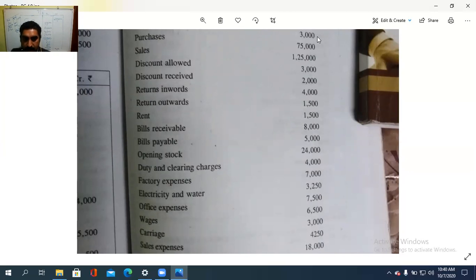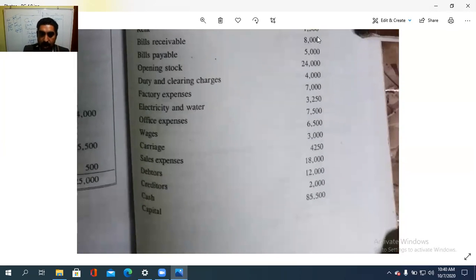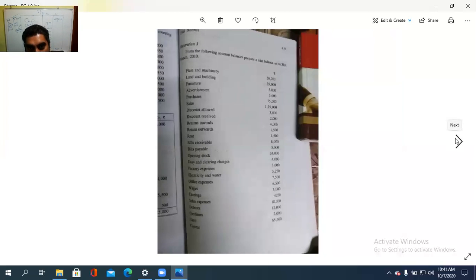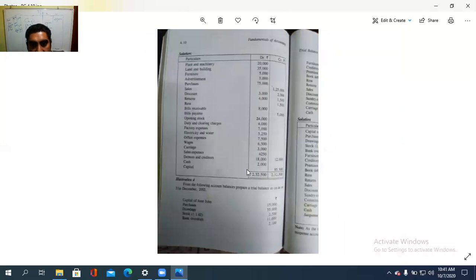Office expenses coming on the debit side. Wages coming on the debit side. Carriage coming on the debit side. Sales expenses on the debit side. Debtors coming on the debit side because it is a current asset. Then creditors, it is a current liability, so it is coming on the credit side. Cash and capital are coming on the debit and credit side respectively. So the total is 2,32,500.